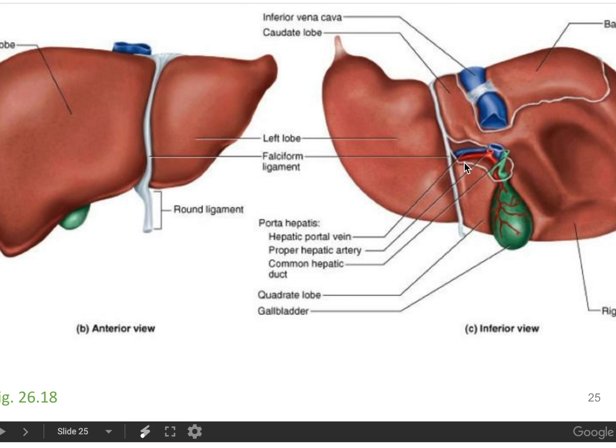And between this fissure right here and the gallbladder is the quadrate lobe, and between this fissure and the inferior vena cava is the caudate lobe. So however you remember those two, I don't know, but I just always remember somehow that the quadrate is next to the gallbladder.